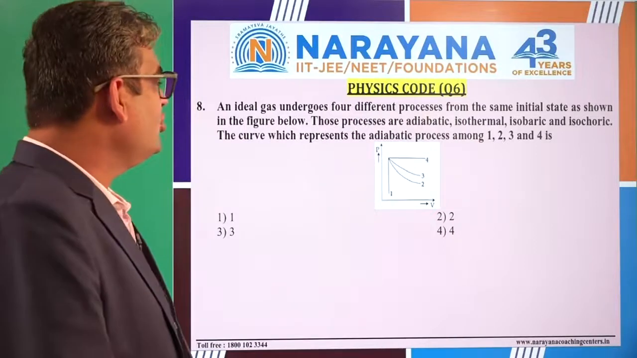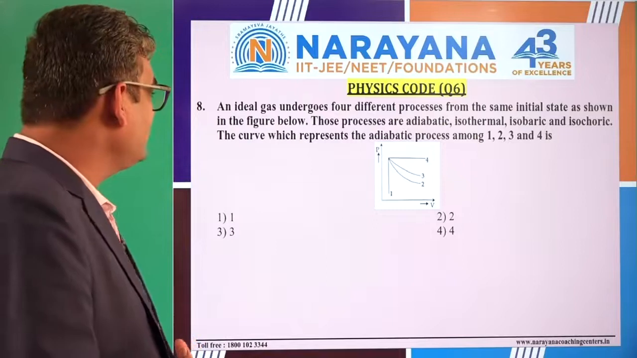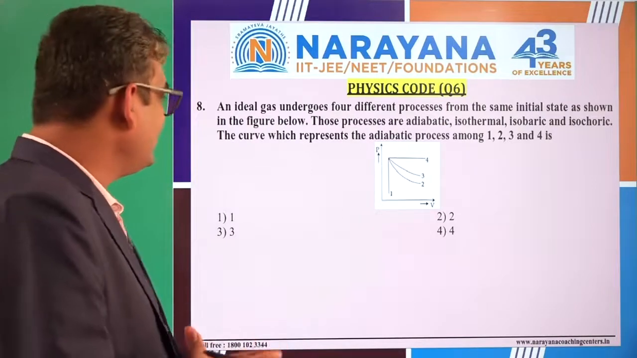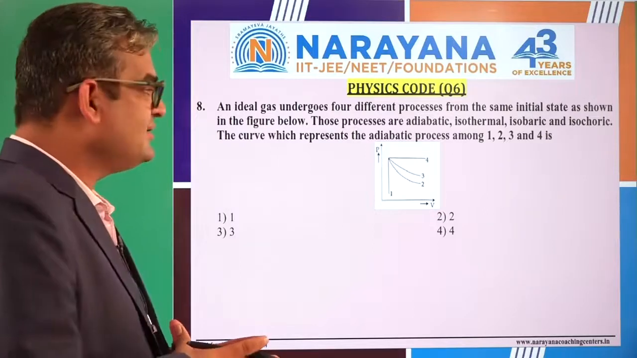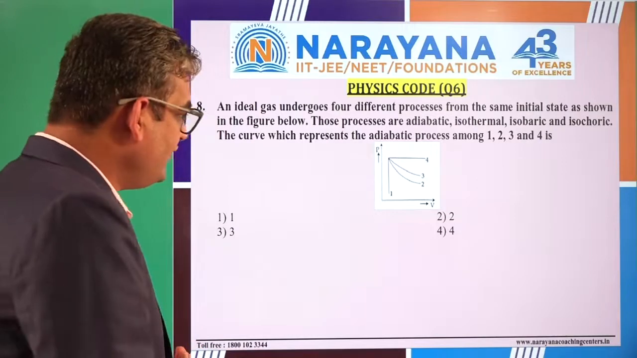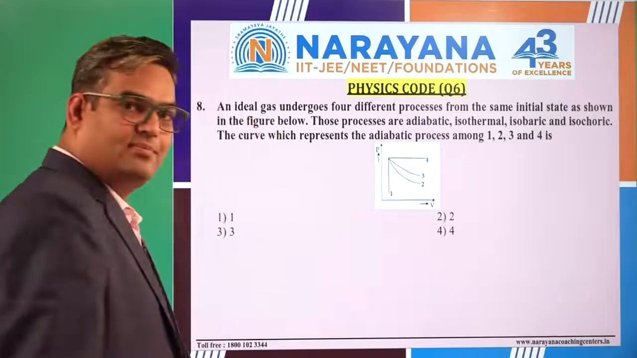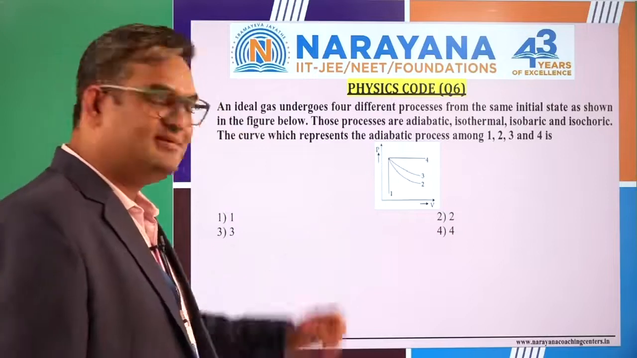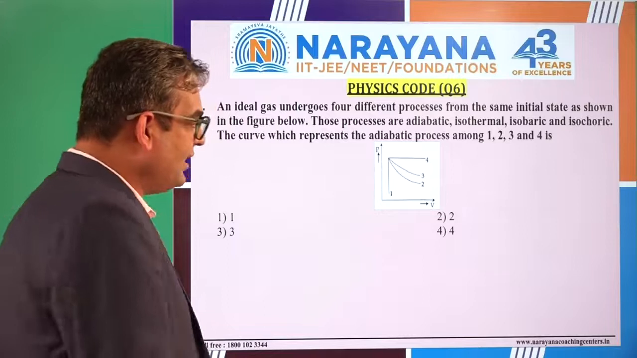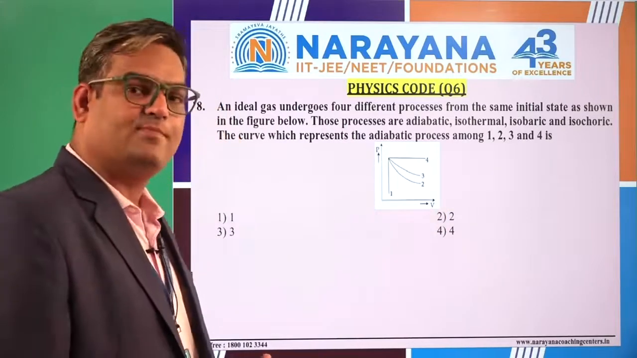An ideal gas undergoes 4 different processes from the same initial state as shown in the figure. These processes are adiabatic, isothermal, isobaric and isochoric. The curve which represents adiabatic process among these 4 is. We should first see that this process 4 is definitely isobaric. This process 1 is definitely isochoric because volume is constant. But among these two processes, we should decide which one is adiabatic.